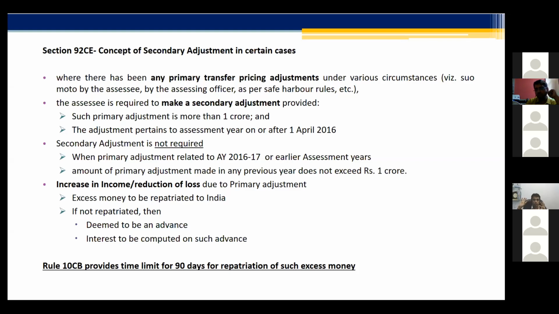So that is how the excess money will be repatriated, and how again interest would be calculated, because that excess remittance, or less remittance, or less charge of interest would be treated as if recoverable from them. And once it is recoverable from them, then again you have to actually calculate an interest at the arm's length price and report under 92CE. So that's basically the secondary adjustment, which is again in relation to primary transfer pricing adjustments.